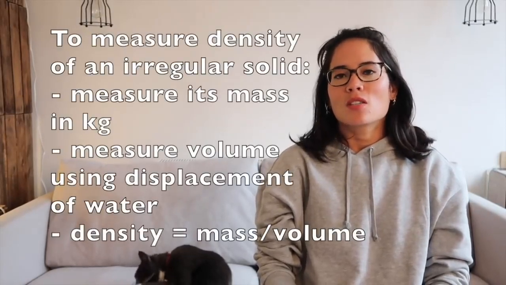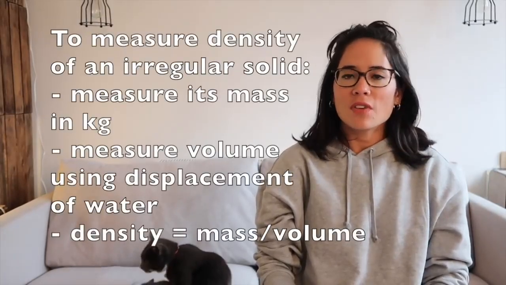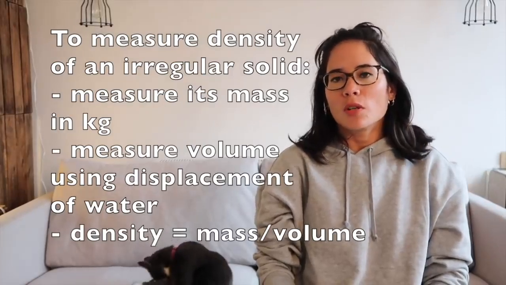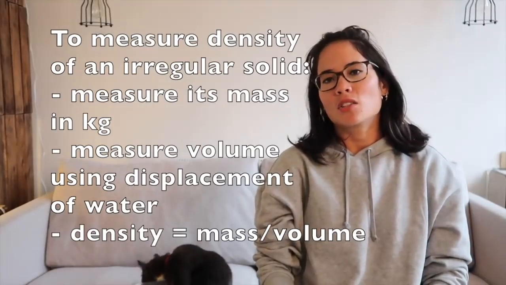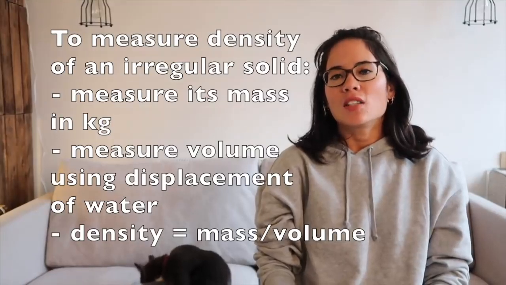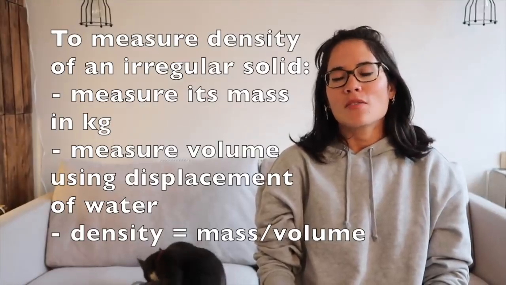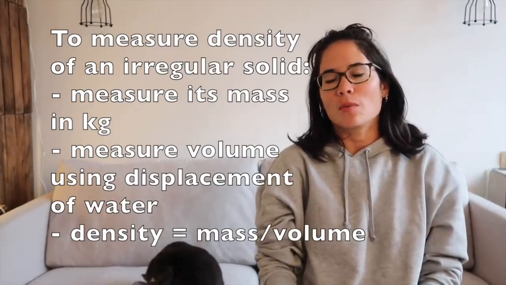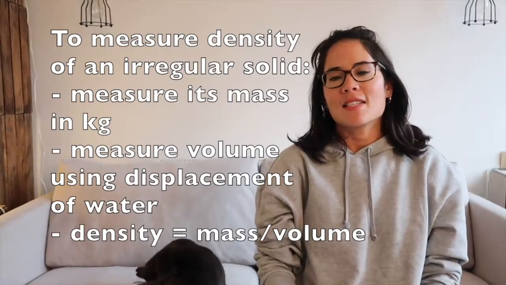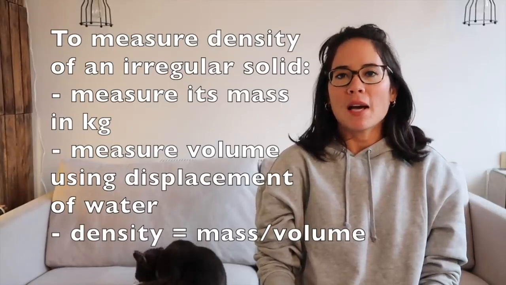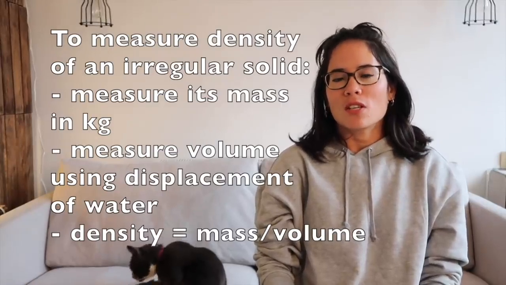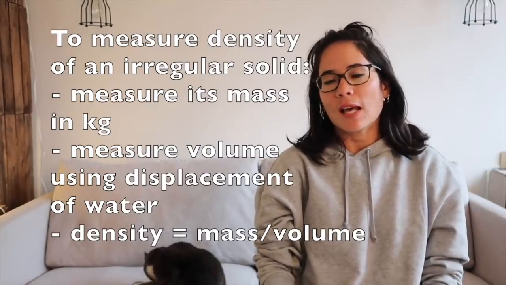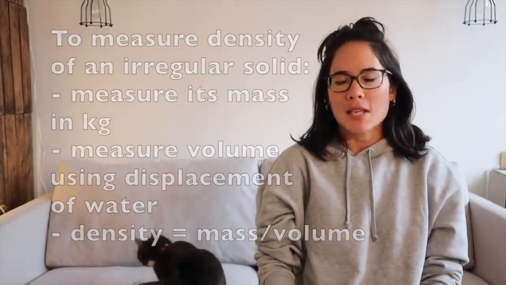The simplest way to describe this is you fill a measuring cylinder with water, you measure the volume, then you add the object to that measuring cylinder, and you measure the new volume. And the difference between those two values will clearly be the volume of the object, so its volume is now sorted. Its mass is easy to determine using the top-pan balance method. Substitute the values into the equation, so make sure you state the equation in your answer. That will be worth a mark, and out pops density.